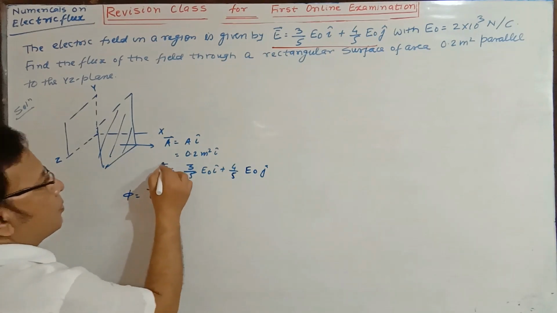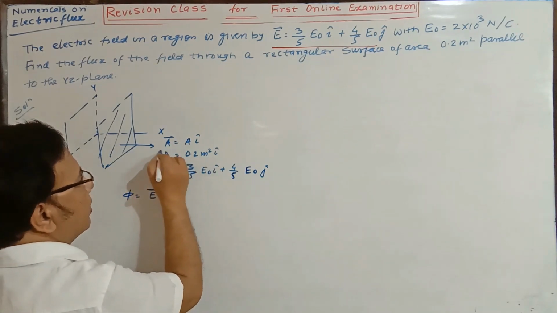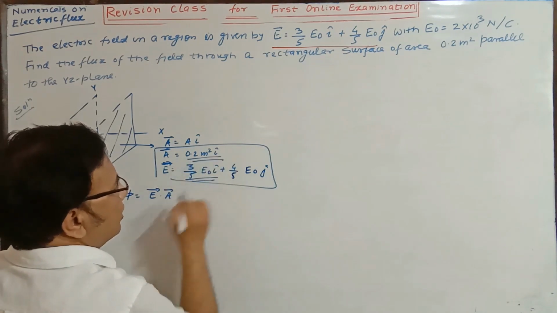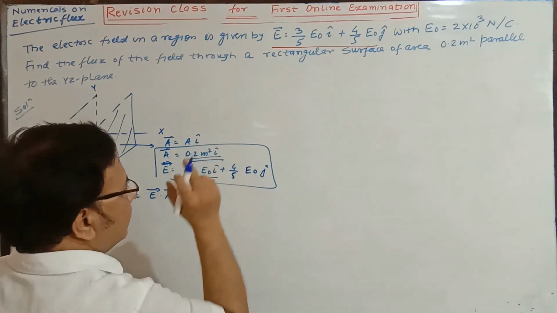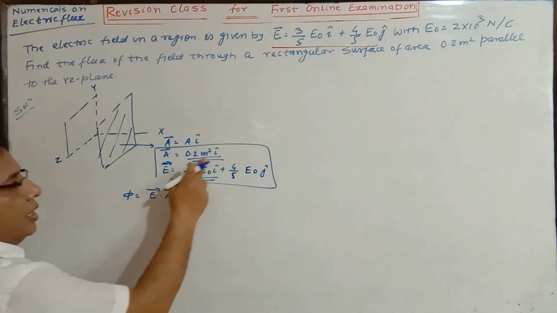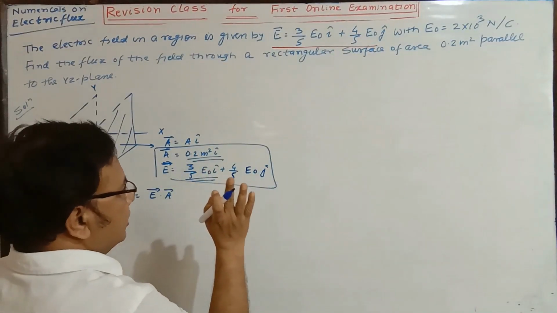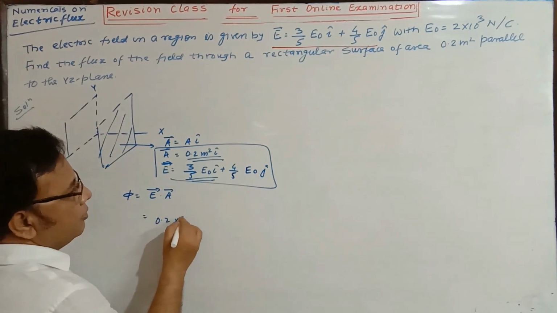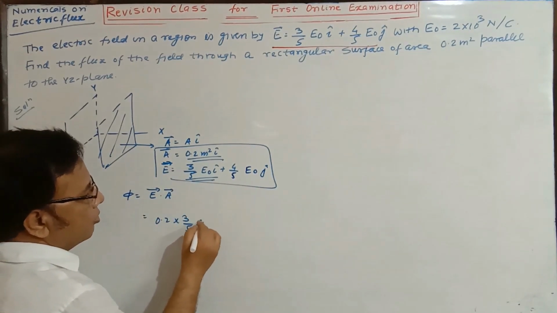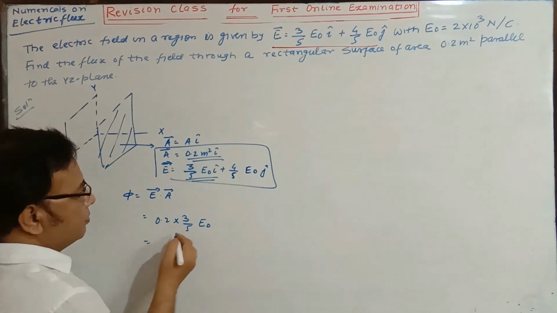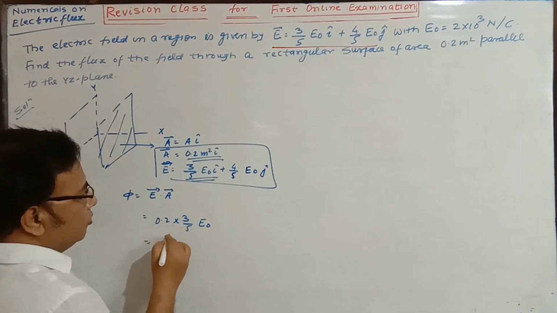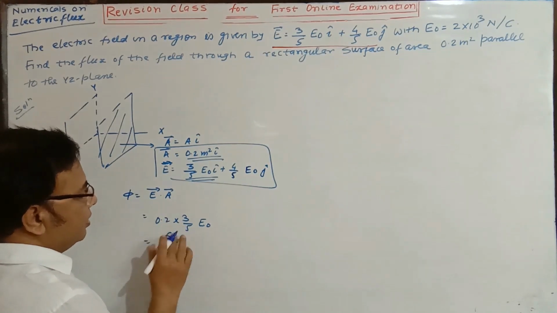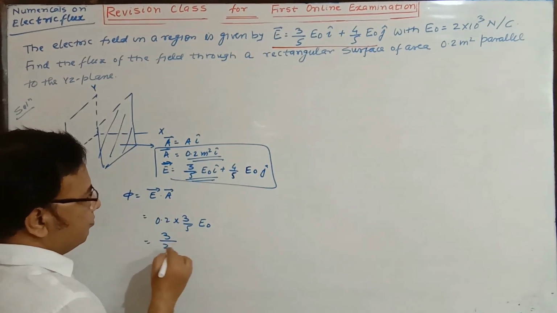Flux phi equals E dot A. If you take the dot product of the electric field and the area vector, i dot i gives the result, but i dot j is 0. So i dot i gives us 0.2 into 3 by 5 E naught. i dot i is 1, so we have 3 by 25 E naught.